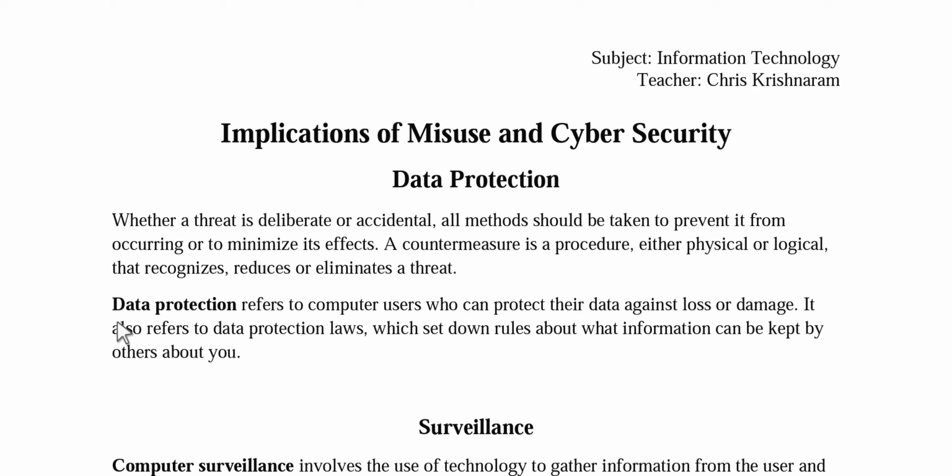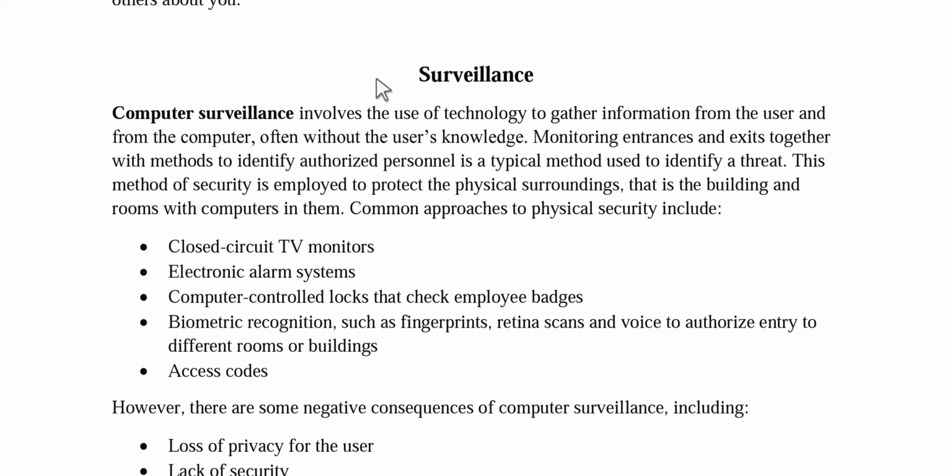Thus, the term data protection refers to computer users who can protect their data against loss or damage. It also refers to data protection laws, which set down rules about what information can be kept by others about you. Next, we'll be looking at the means a person can use to either create or prevent an attack, and that is surveillance. Computer surveillance involves the use of technology to gather information from the user and from the computer, often without the user's knowledge.